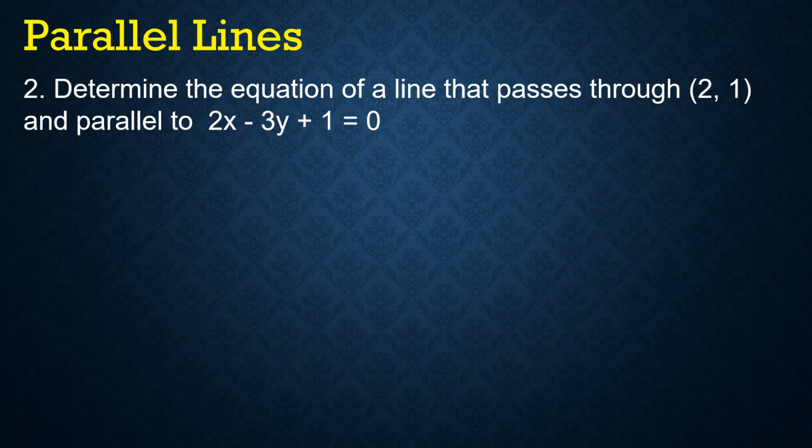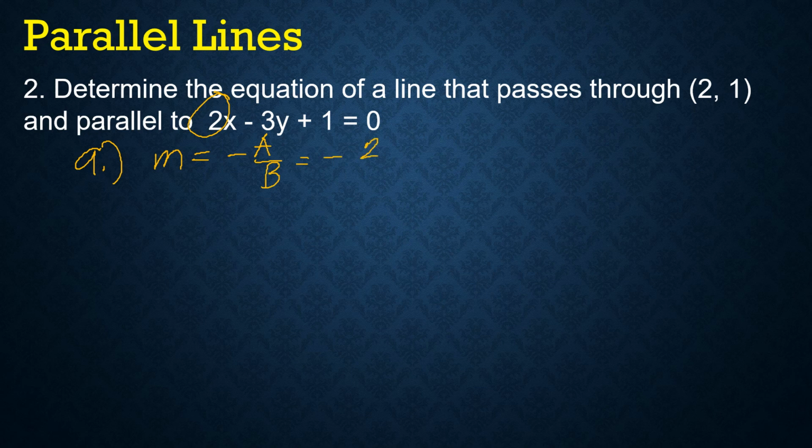Here we're going to find the equation of a line that passes through the point (2, 1) and is parallel to 2x minus 3y plus 1 is equal to 0. So the first step is to get the slope. The slope is equal to negative a over b, where a is equal to 2.